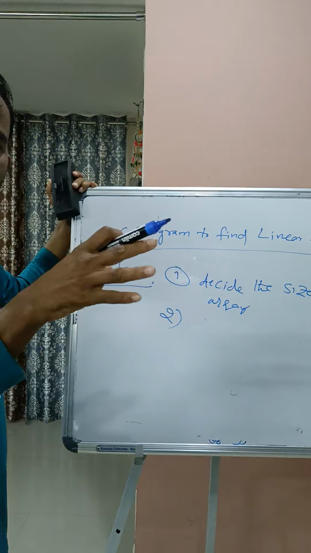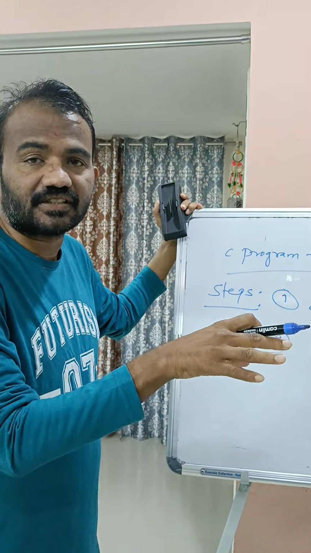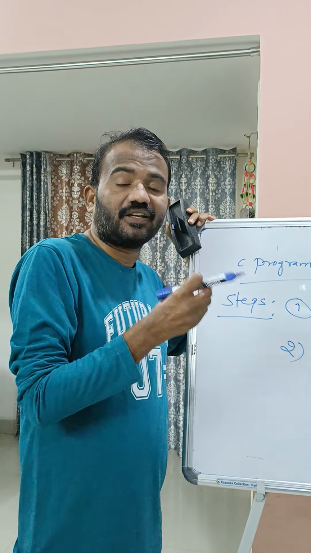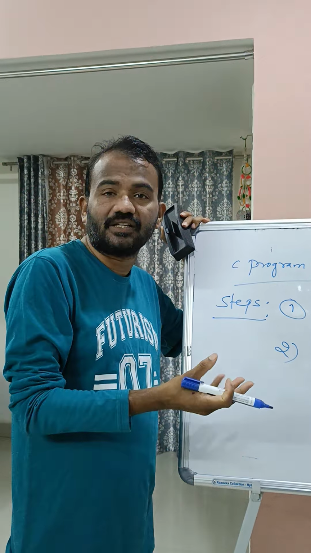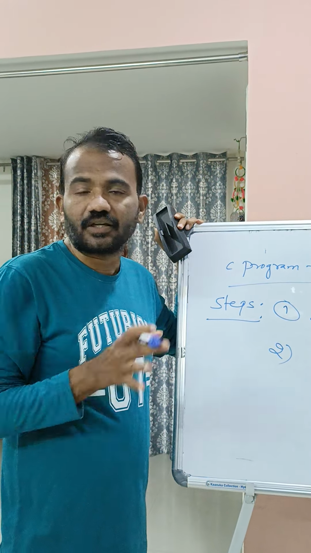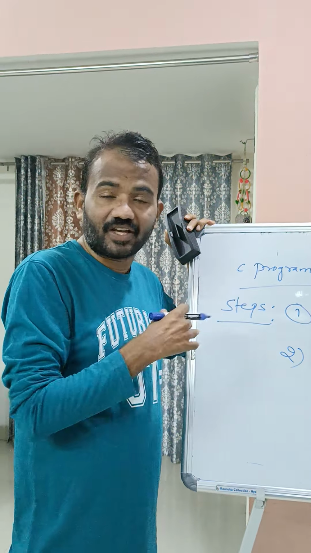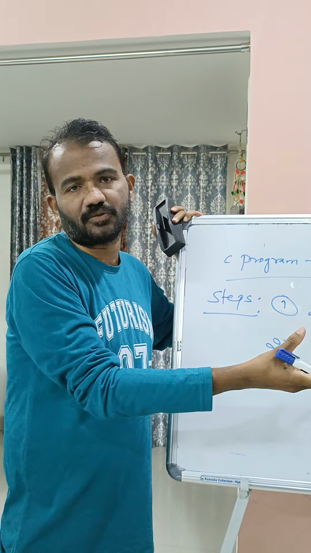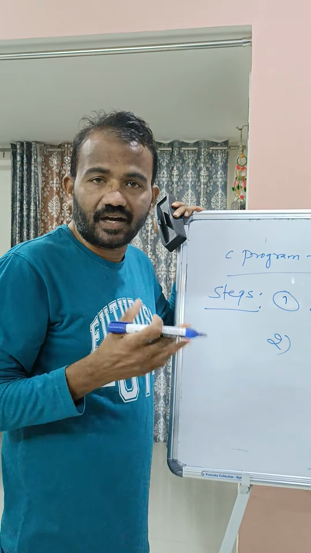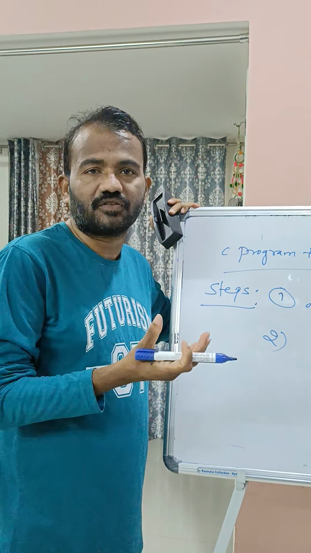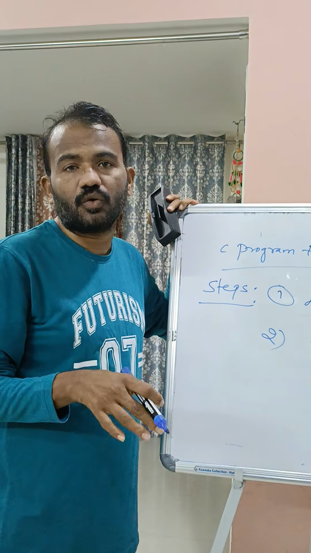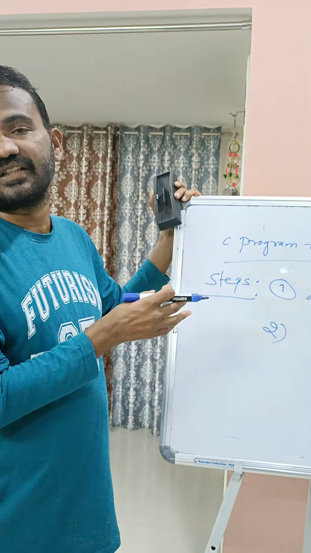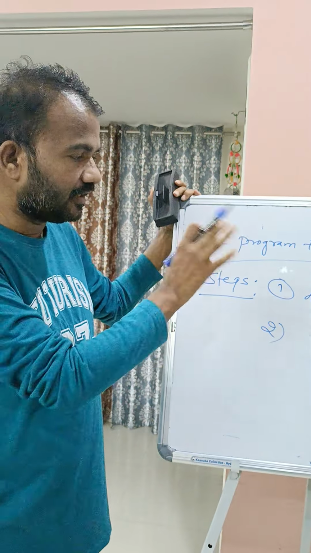Second, if the size of the array is 5, we need to enter 5 elements. If the size of the array is 10, we need to enter 10 elements. Why are we deciding the size of the array at runtime? So that we do not waste memory. Suppose we take A of 100 elements, but at execution we use only 10 elements. Then 90 into 4, 360 bytes of memory is wasted. That's why we take the size of the array at the time of execution, right? So that is the first step.